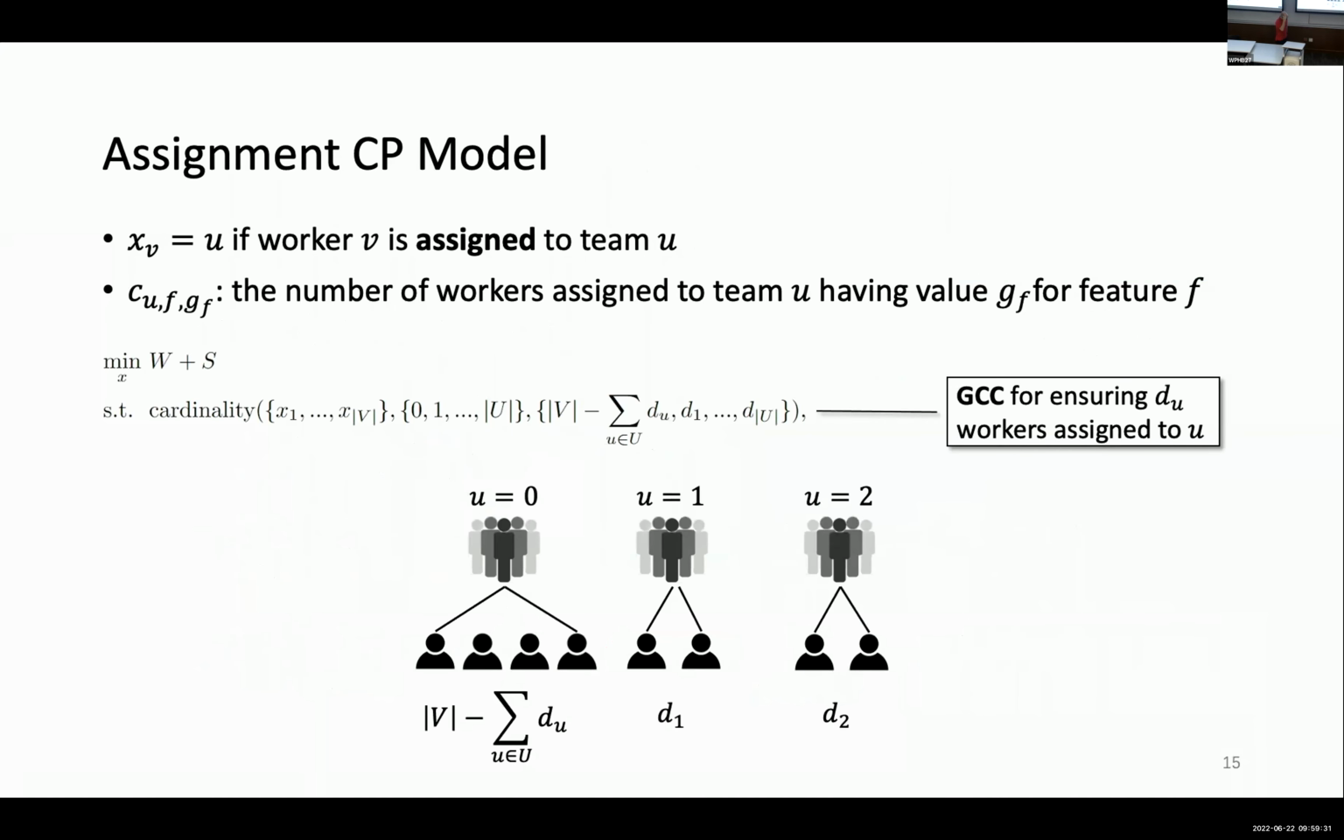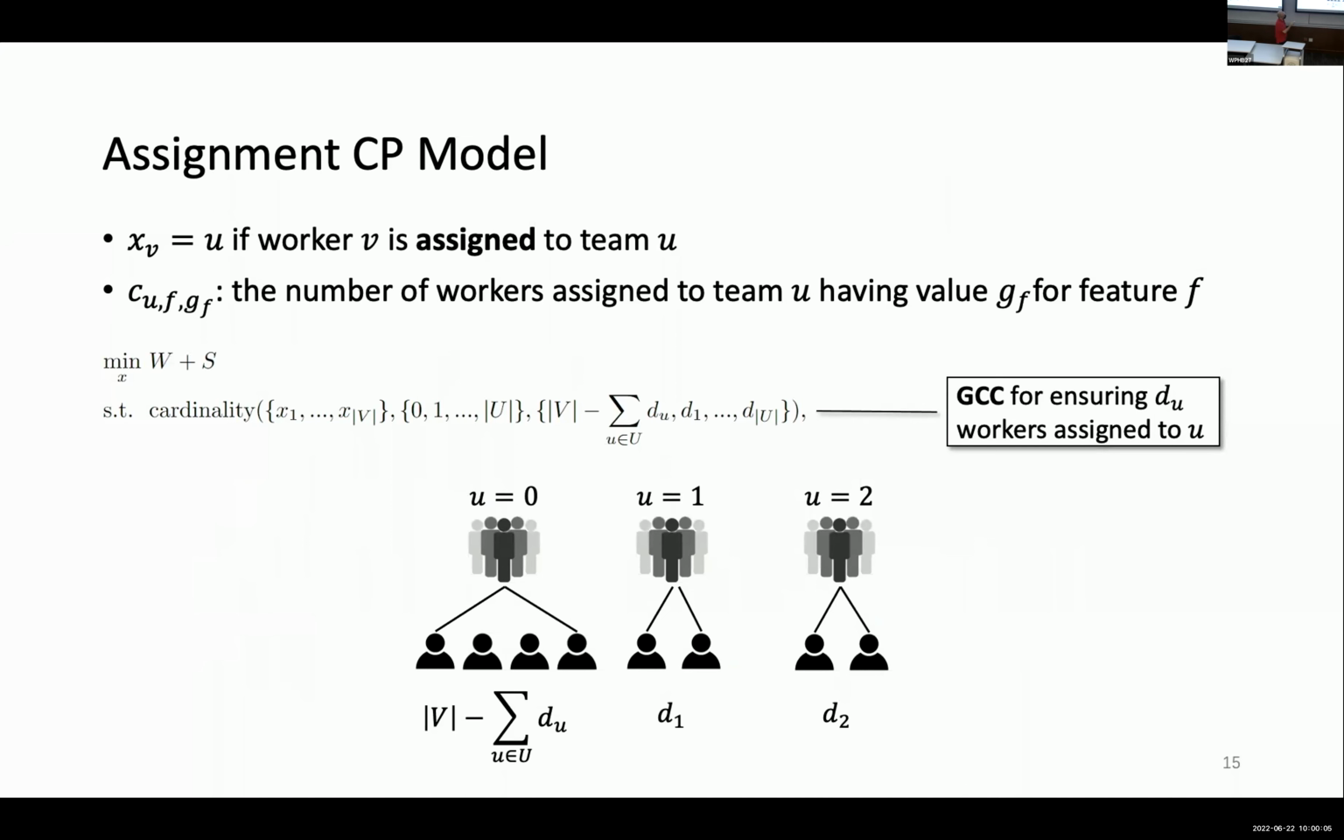Okay, so we've got a couple of CP models. An assignment model, we have X_UV if worker V is assigned to team U. So we're going to index the teams. And the usual definition that I've been using so far, C_UFG_F, which is the number of workers assigned to a team U having G_F per feature F. Okay, this gets a bit complicated because we're trying to count C and X and make sure they're all connected together. I'm just going to give you the overview of the model.